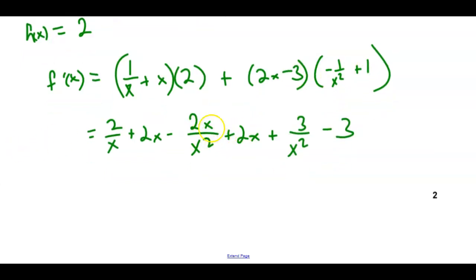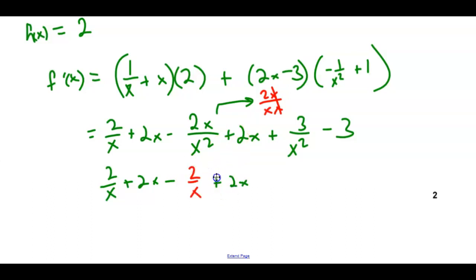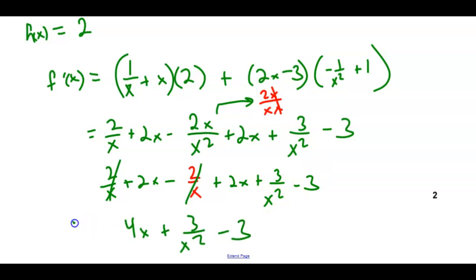And now, simplify this again. All right, if you remember, sidebar right here, 2 over x squared, one of the x's cancel out. So minus 2 over x plus 2x plus 3 over x squared minus 3. So now 2 over x minus 2 over x cancels. 2x plus 2x is going to be 4x. We still have plus 3 over x squared and minus 3. There we go right there. F prime of x. There we go.